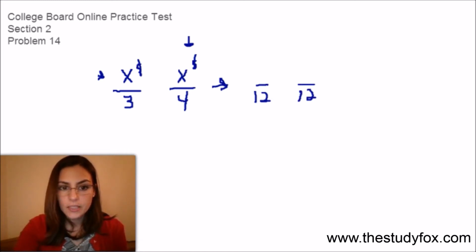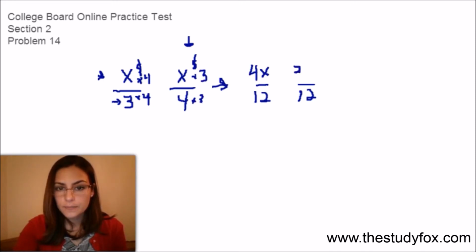Okay, and to get this 3 to equal 12, we need to multiply by 4. And everything we do to the bottom, we also have to do to the top. So we're going to multiply this by 4. Okay, so this first fraction is going to be 4x over 12. Okay, and then same thing here. We're going to have to multiply top and bottom by 3. So we have 3x over 12.